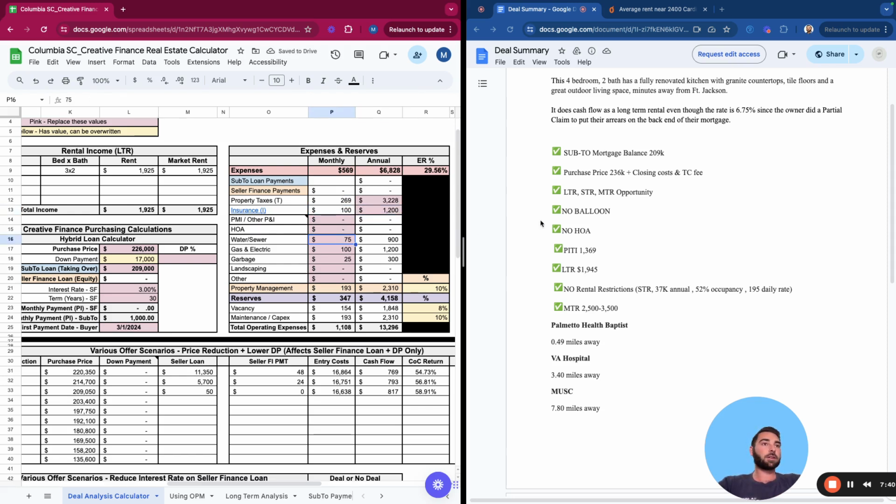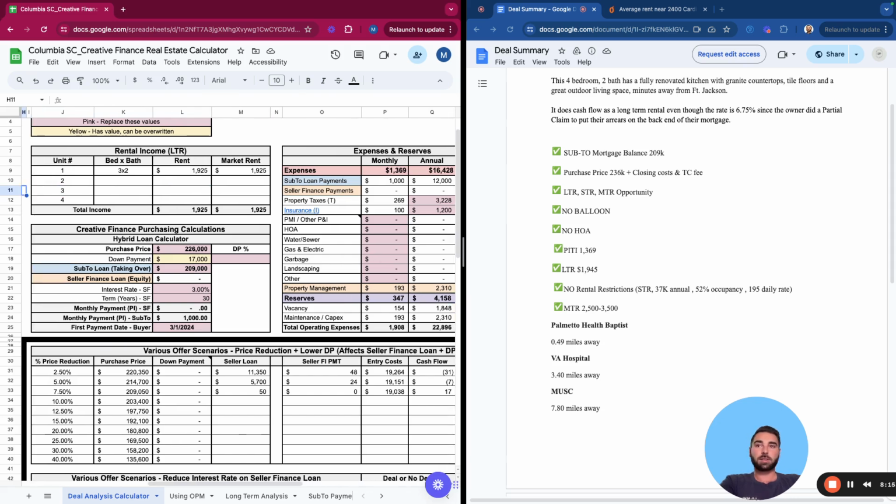And then for any other expenses, typically for a single family home, you're not going to worry about any utilities. You're not going to be the one that has to pay those, so you can set everything to 0. You're going to want a property manager at $193, and your reserves are going to be 8% for vacancy and 10% for maintenance and capex. So let's continue. Let's continue along. I can already see this deal is just way too tight, but let's see.